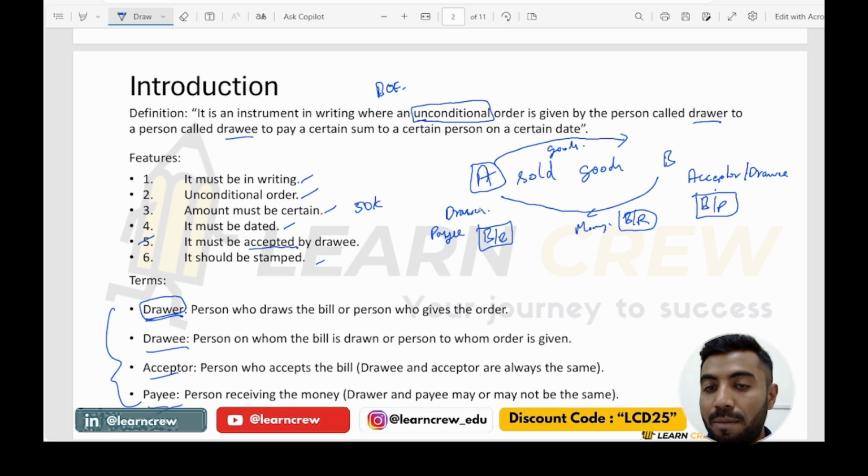But what happens is in certain cases, A will be endorsing this bill. Endorsing means transferring this bill to some other person. So someone else will be receiving the money, say for example, C. In that case, C will be the payee. The drawer may not be a payee. He can be a payee, but not in all the cases. But the acceptor and the drawer are the same. I hope you understood the terms. We'll move on to the next topic.